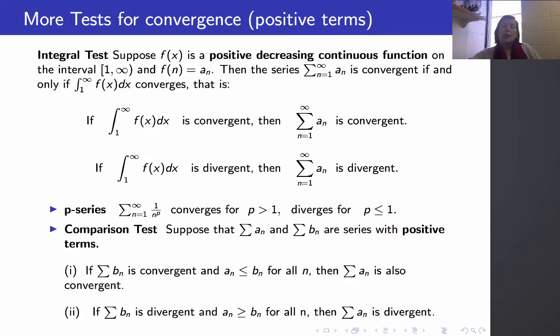The comparison test applies only to series with positive terms, but of course it can be applied to the sum of the absolute values of the terms of a series to conclude absolute convergence. If we have two series, the sum of an and the sum of bn, if an is less than or equal to bn for all n, and the sum of bn is convergent, then we can conclude that the sum of an is also convergent. If an is greater than or equal to bn for all n, if the sum of bn is divergent, then we can conclude that the sum of an is also divergent.